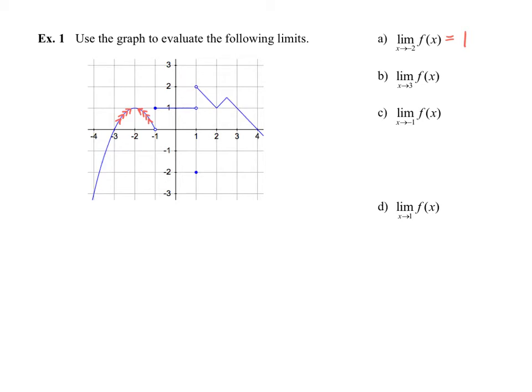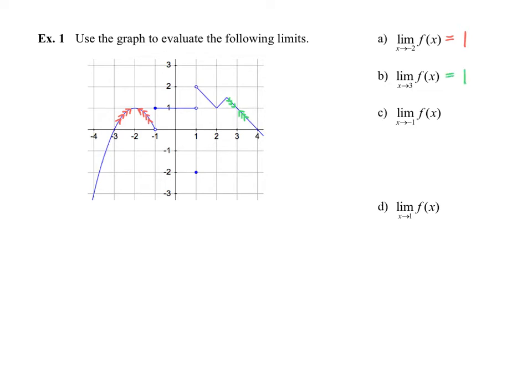Part B, we want the limit as x approaches 3. So we're going to be looking at this portion of the graph here where the x values are near 3. Let's start with x values a little bit smaller than 3. So if I am crawling along this graph, approaching x equals 3, it looks like my y values are getting closer to 1. On the other side, where the x values are bigger than 3, my y values are also approaching 1. Therefore, the value of this limit is also 1.